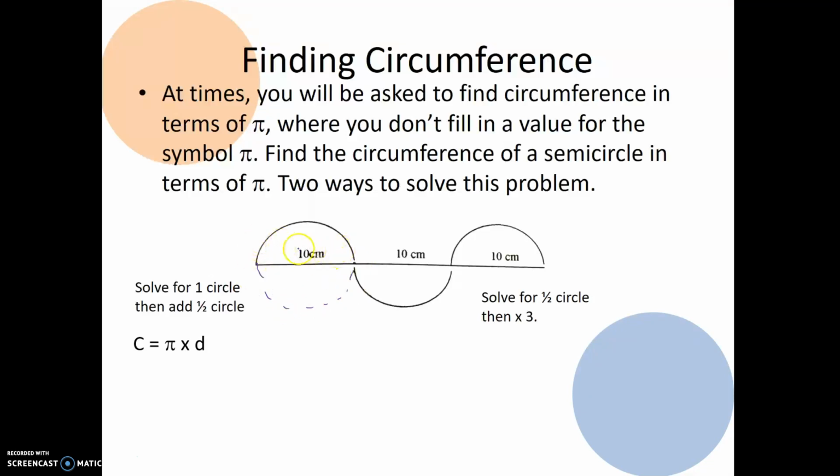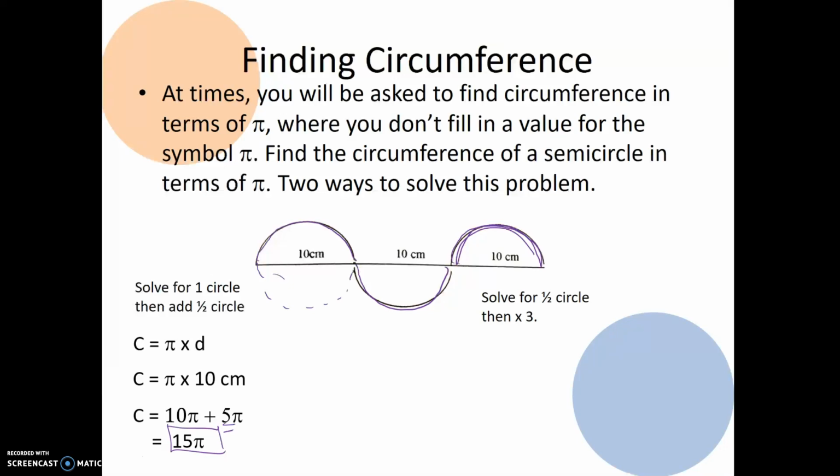So if we solve for one whole circle, then I'm going to be solving for this semicircle plus that semicircle, right? So we can multiply pi times diameter. We just multiply pi times 10, and that would equal 10 pi. Now, since we've got this extra little semicircle over here, that's just going to be an added 5 pi, right? Because it's half of whatever the whole circle was. So that whole thing is going to equal 15 pi right here.